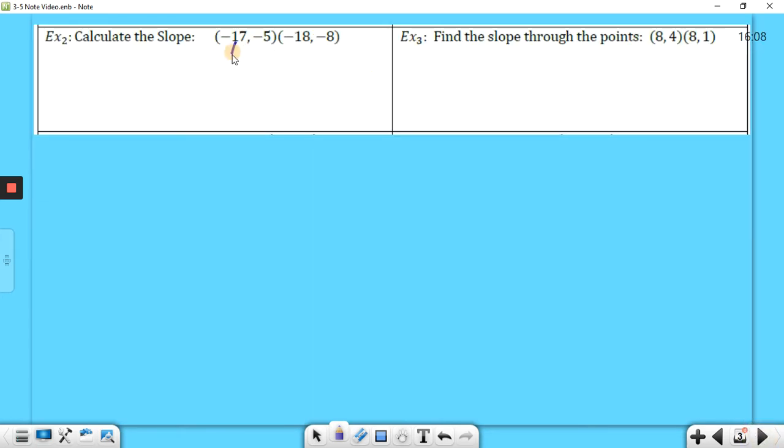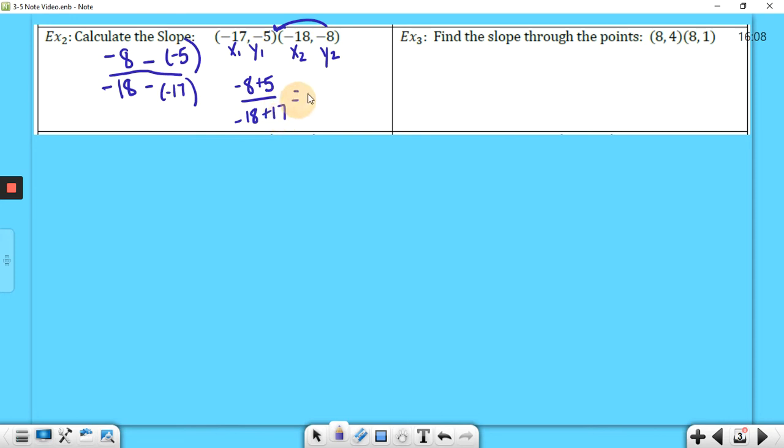So next, we have the second y is -8 minus -5 over -18 minus -17. We have two double negatives, so it's -8 plus 5 over -18 plus 17 is -3 over -1.